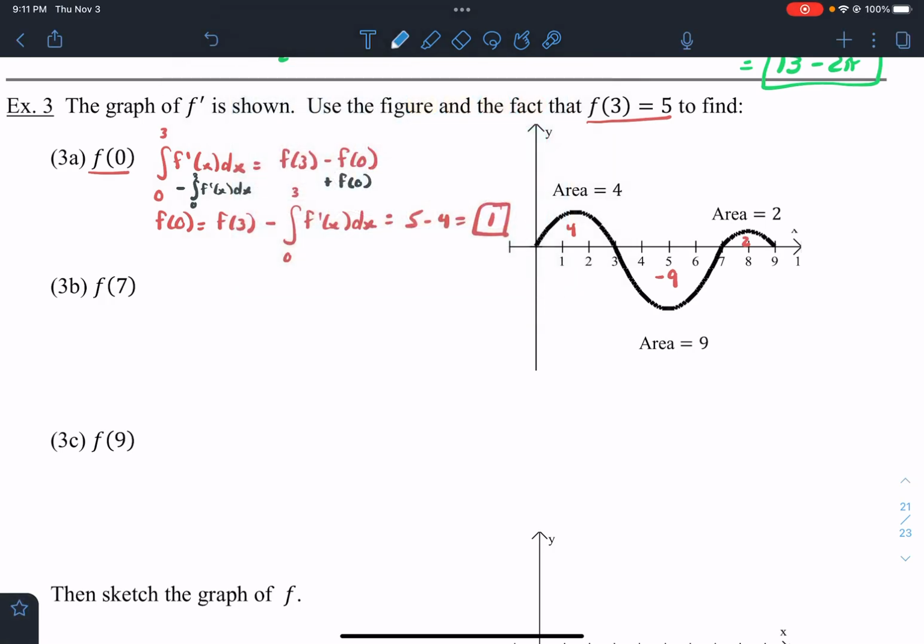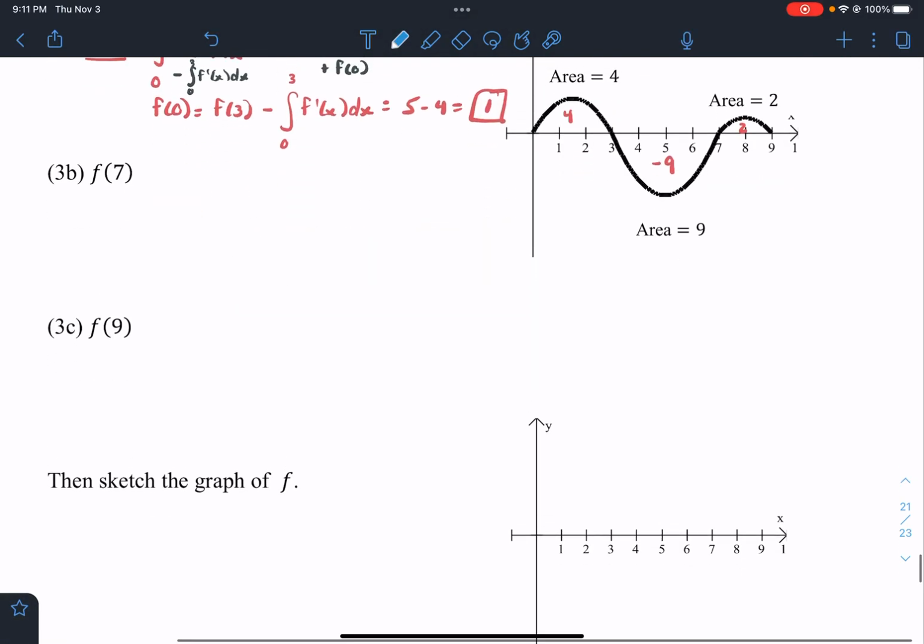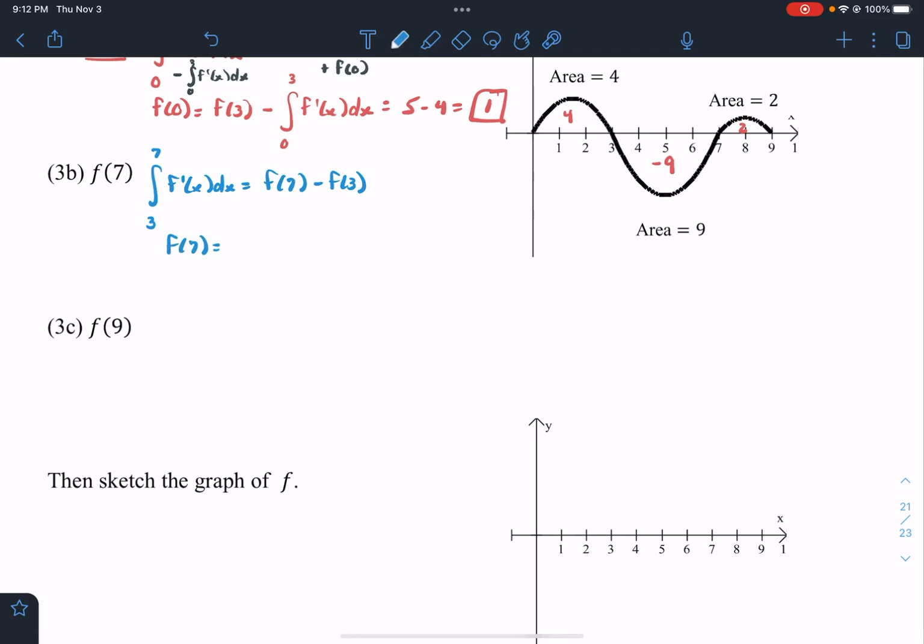So let's go ahead and do the next one. So now I've got f of 7. Again, I'm going to use the given, and I'm going to go from 3 to 7, and I'm going to integrate f prime. And using the fundamental theorem, that's going to give me f of 7 minus f of 3. So now if I'm trying to isolate f of 7, I'm just going to add the f of 3 to the other side. So we're going to get f of 7 equals f of 3 plus. So in this situation, we're actually adding.